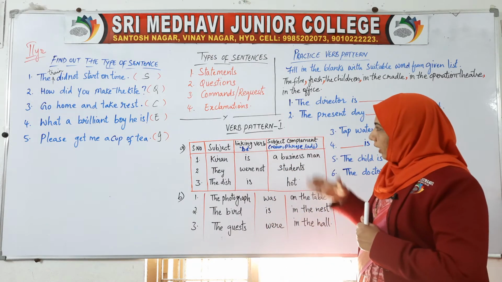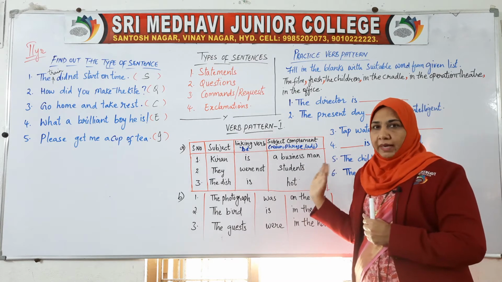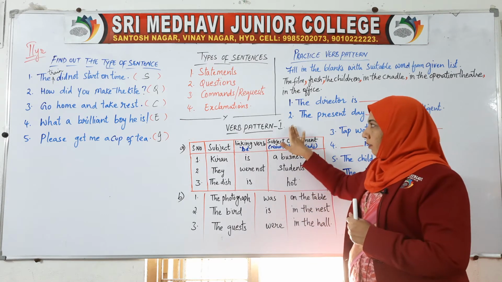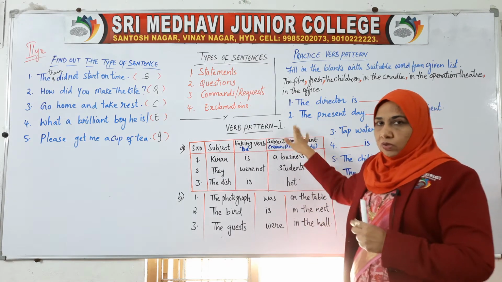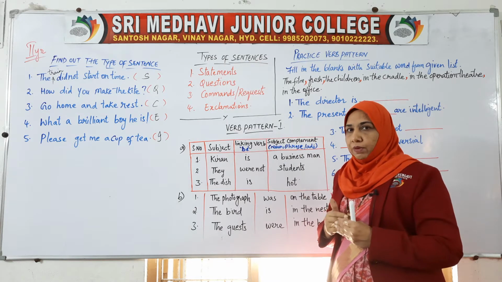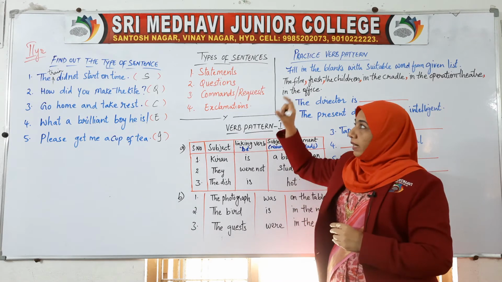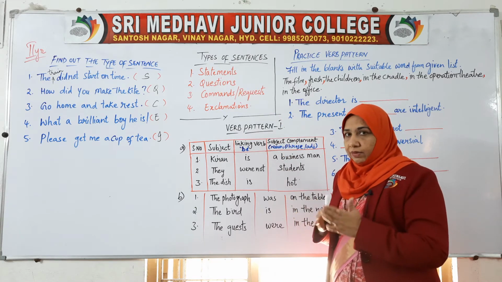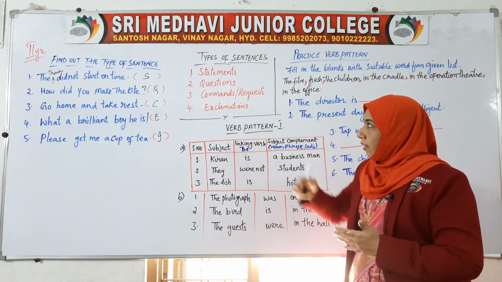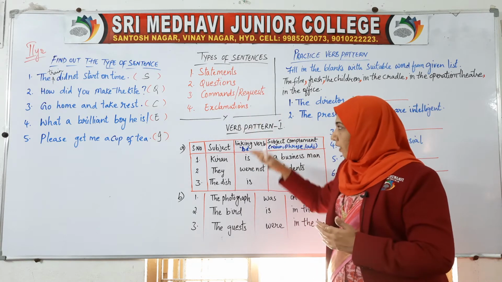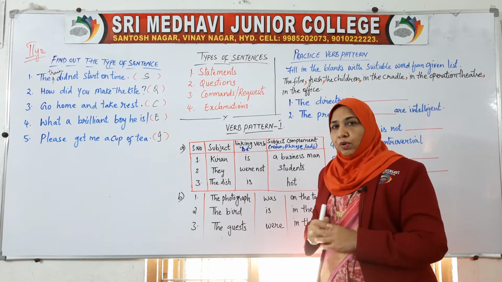Now we are going to start the verb pattern. Slowly we have to go for the verb patterns. As we started first, verb patterns was our heading, and then we got the types of sentences. We got the details of sentences. Now we have to go for verb patterns one by one.